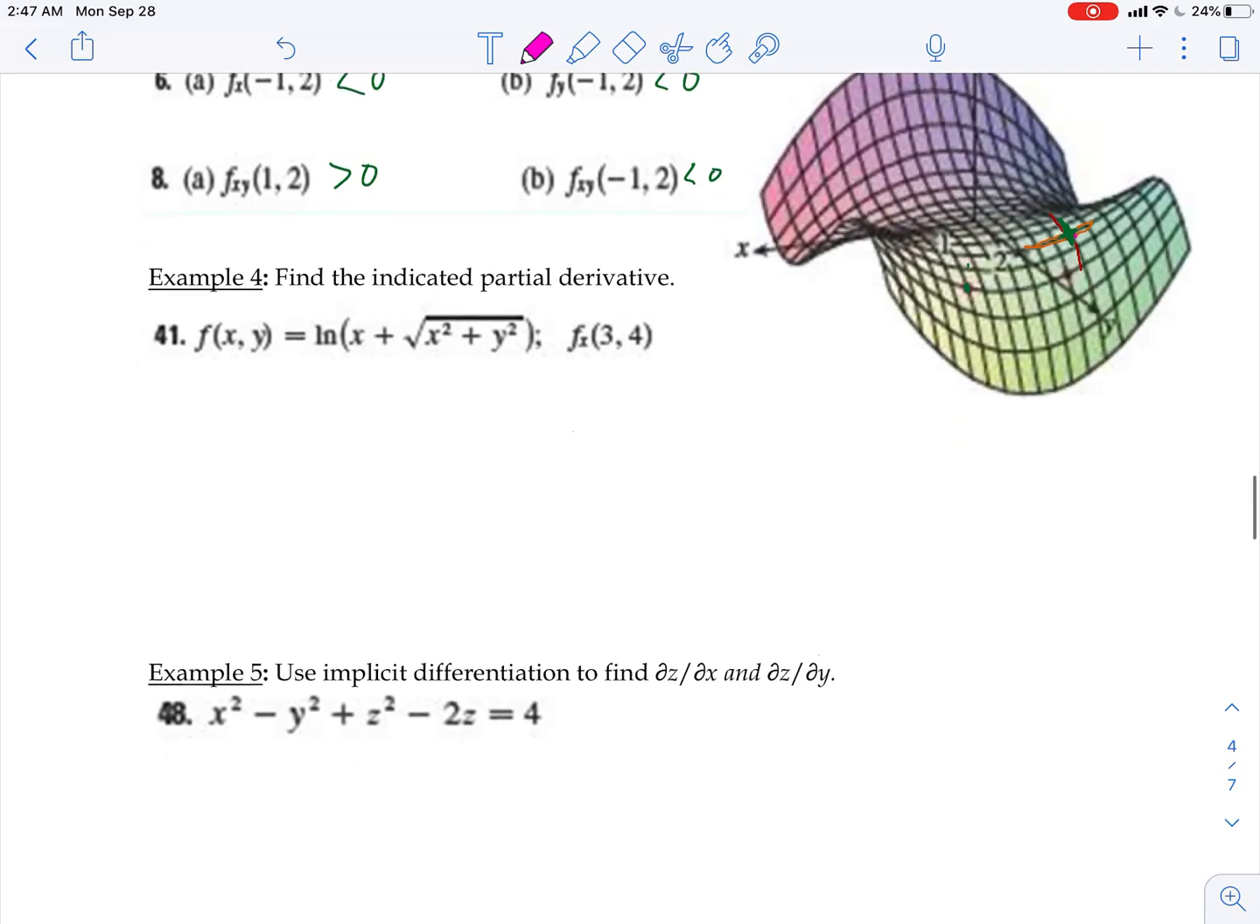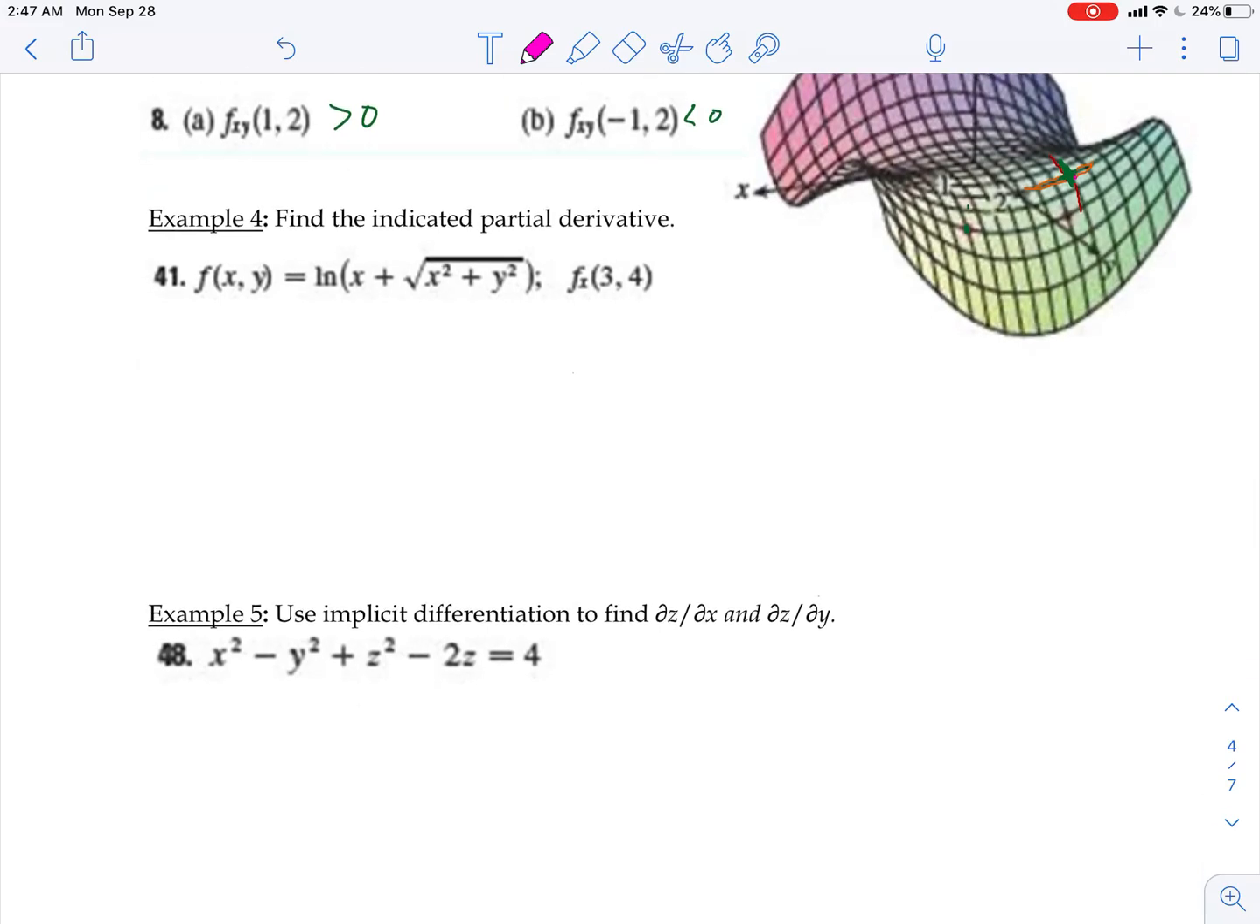So for example 4, find the indicated partial derivative, and we're going to take it of this function, the natural log of x plus the square root of x squared plus y squared. And we're going to evaluate at the point (3, 4).